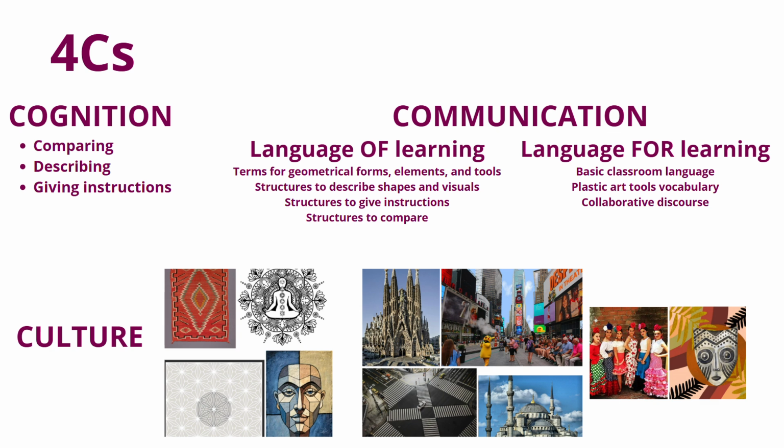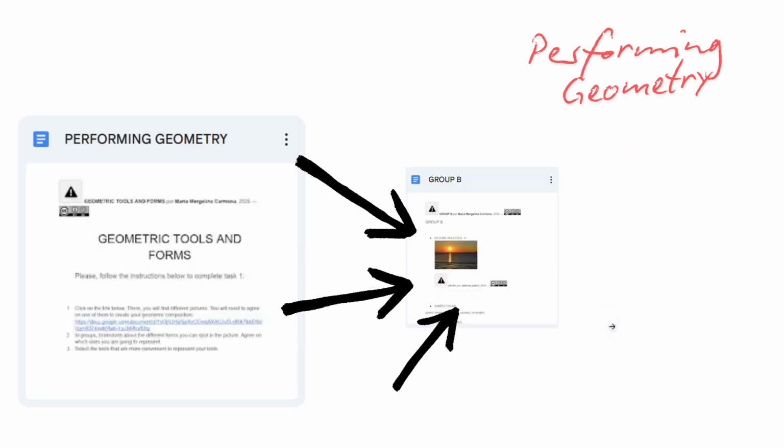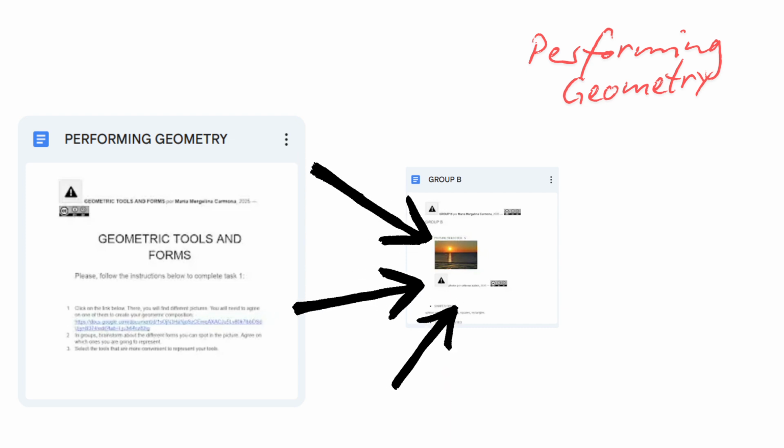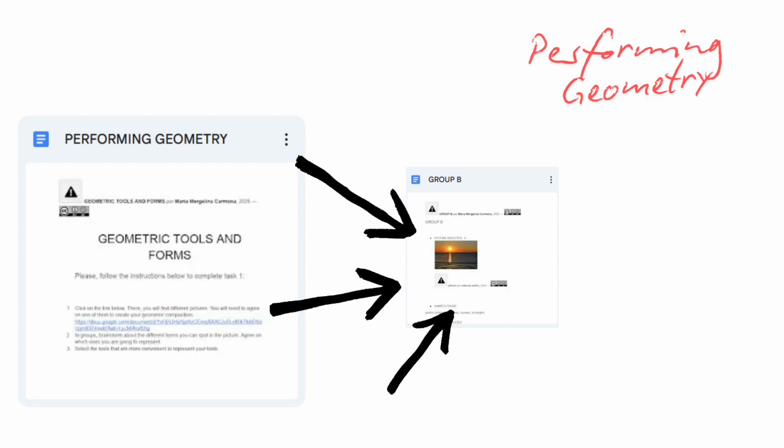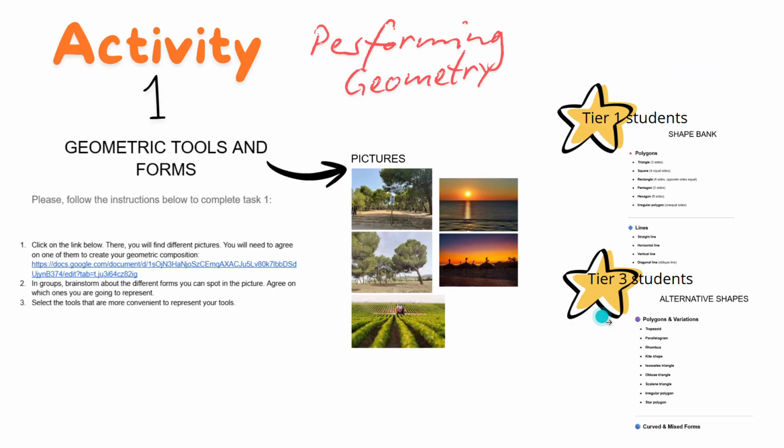For our CLIL lesson, our learners will work in groups of 3 to 4 members. They will be assigned a file within Google Drive under the name of Performing Geometry with the name of their group, where they will find the instructions to carry out the final task. We will do 3 different activities. Activity number 1, spot the forms.